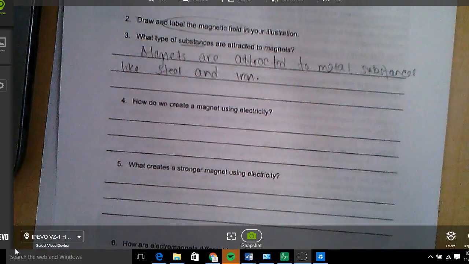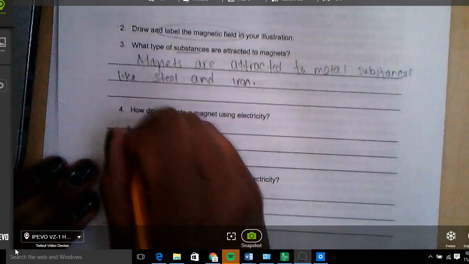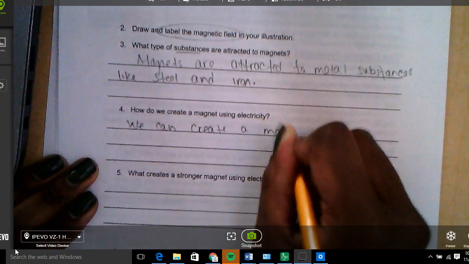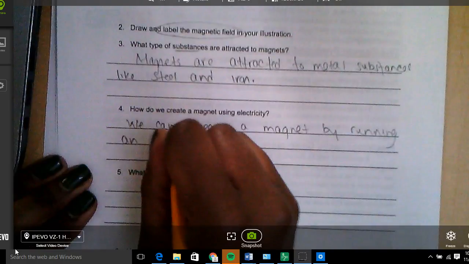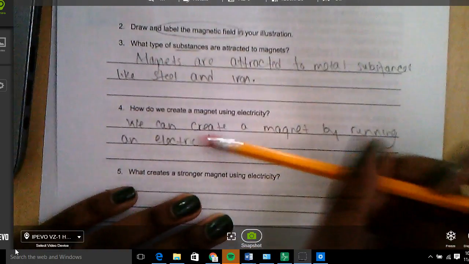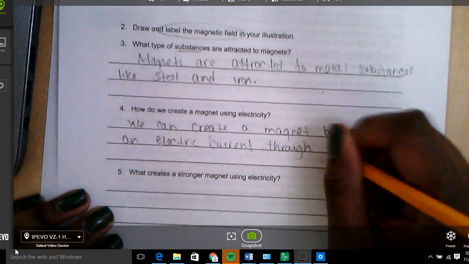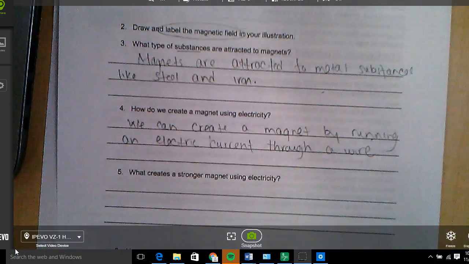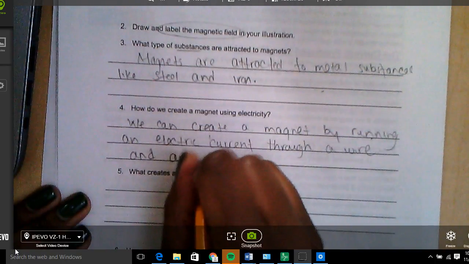How do we create a magnet using electricity? This is the big one. Tracking Dwayne. Very good. We can create a magnet by running an electric current through a wire. Devin, make sure you get this down. But it has to be through a wire and around a what? A metal object, thank you. And around a metal object.